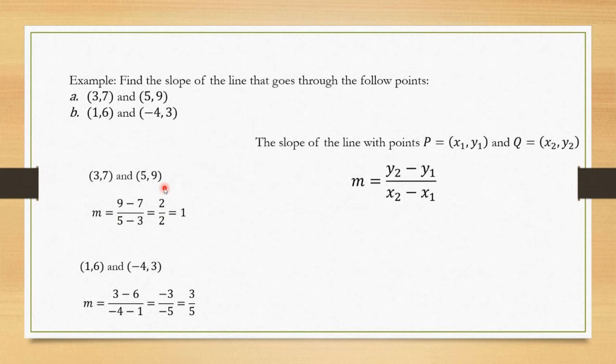I think what would happen is if you mixed up the order of the numerator, the y's or the x's, you would end up with a negative. You would end up negating this. You don't want to do that. That's for the first pair. So for the first pair of points, we get 2 over 2, which is 1. So the slope there is 1.